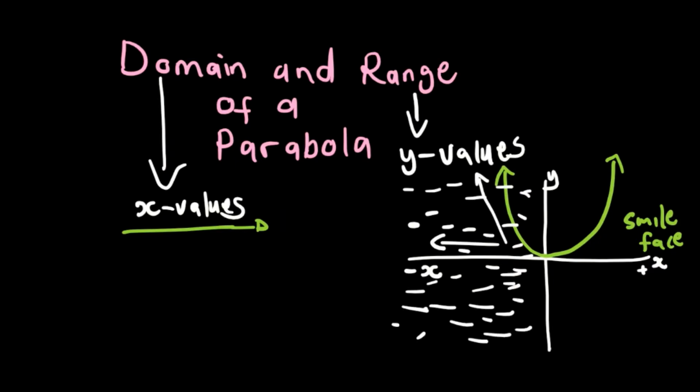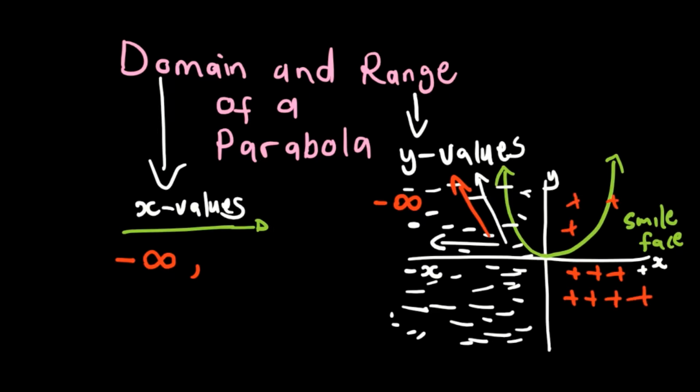Everything is negative. So this means that the graph comes from negative infinity x values, right? That's how we're going to define it. It comes from negative infinity x values, and then it heads towards, because in this part of the graph all x values are positive, it goes in that direction, right? And it goes to positive infinity x values.